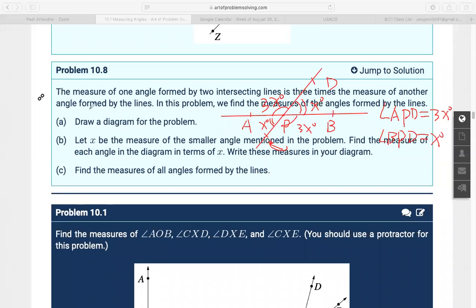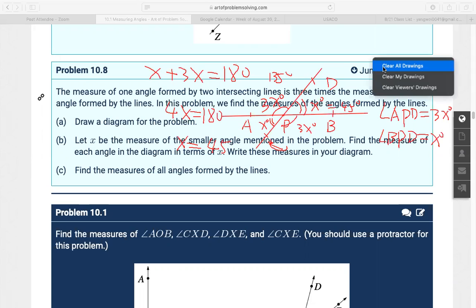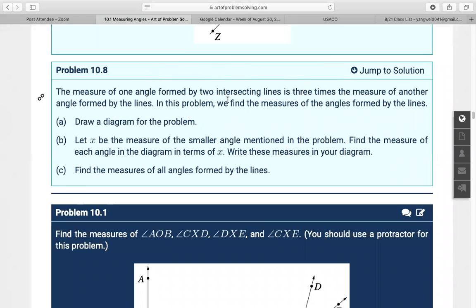So to solve this problem, you can say x plus 3x equals 180, right? So then you get 4x equals 180. Dividing both sides by 4, you get x equals 45. So that means the smaller angle x equals 45 degrees. Then this 3x is 135 degrees. Okay, very good. So the smaller angle is 45 degrees, and the bigger angle is 135 degrees.